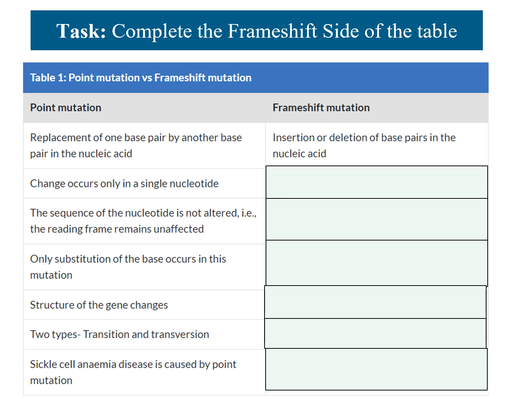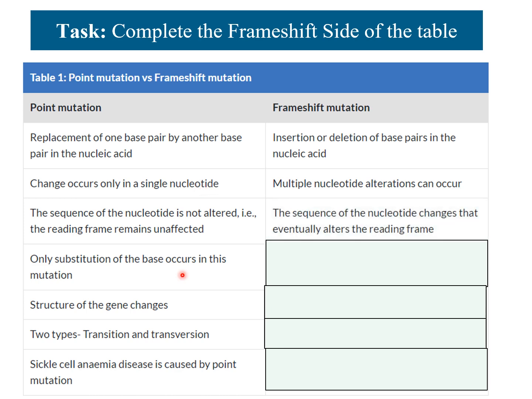So to compare frame shifts to point mutations, to have a look at this, there is only one base pair being replaced in the point mutation by substitution, which we know is insertion or deletion for frame shift. It occurs only in one single nucleotide for point mutation, whereas multiple nucleotide alterations can occur for frame shifts.